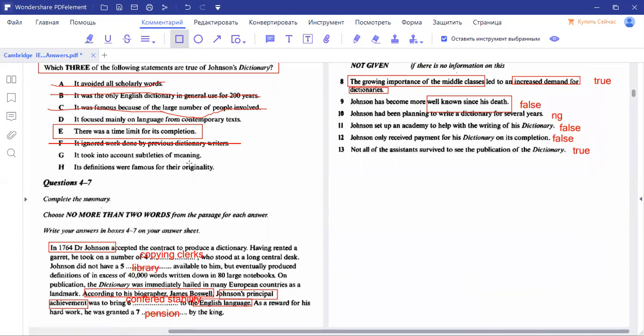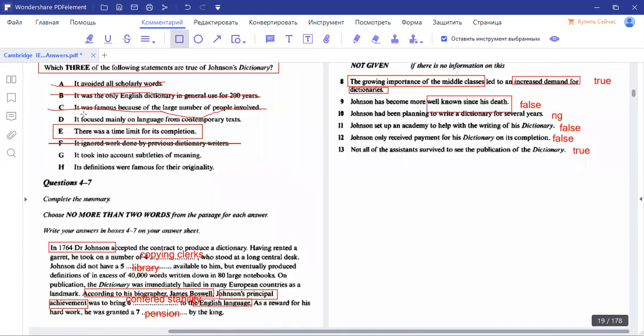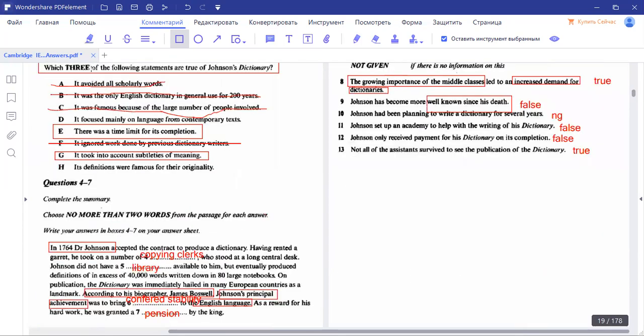It took into account the subtleties of meaning. So it took into account many meanings or different kinds of sub meanings. Yeah. Unlike his predecessors, Johnson treated English very practically as a living language with many different shades of meaning. That means that he did. This is what he did. Its definitions were famous for their originality. As we can see, he did not expect to achieve complete originality. That means he did not care. That means it was not famous because of it.